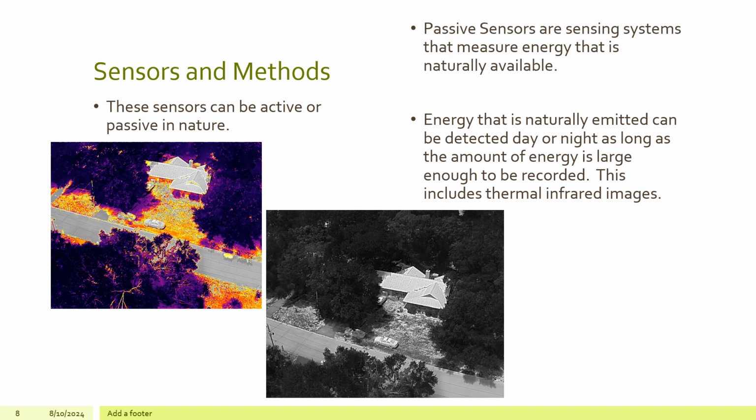Energy is naturally emitted and detected day or night as long as there is a sufficient amount of energy to be recorded. This includes thermal infrared images. Here we have two thermal infrared images of the same location, but one is in black hot and one is in rainbow. As you can tell, there's a little bit of variation in the information being gathered here, where we've got color spikes in certain locations, a little bit more detail in the rainbow versus the white hot. So you can play around with those sensors and gather additional data just in the spectrums we're looking at or color palettes.